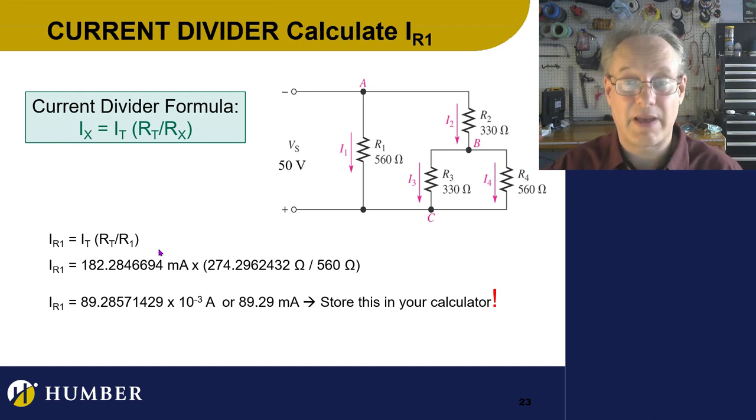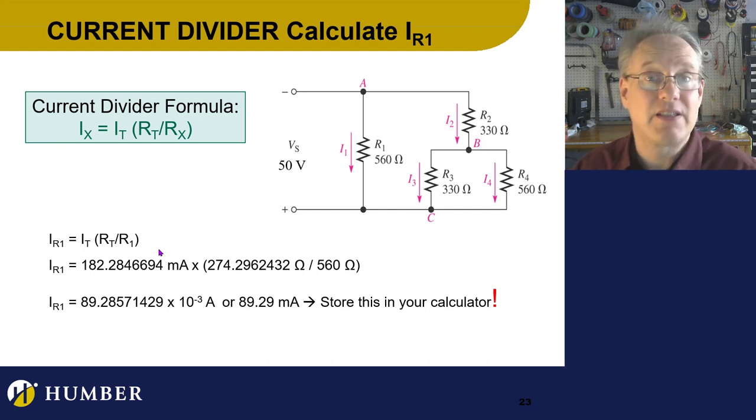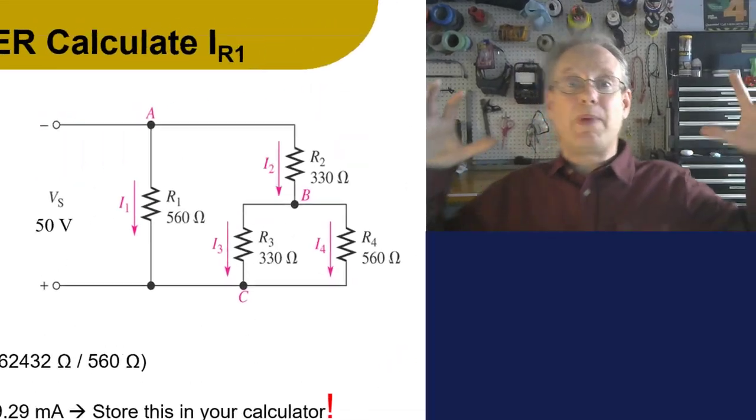You know what, I'm just going to do that on my calculator right now. So I've got 50 divided by 560, and that's going to be 89.8285 milliamps. Oh, looks like that's what this is calculating as well, but I'm doing this with the current divider formula. I'm stepping out, I'm looking at the bigger picture now.